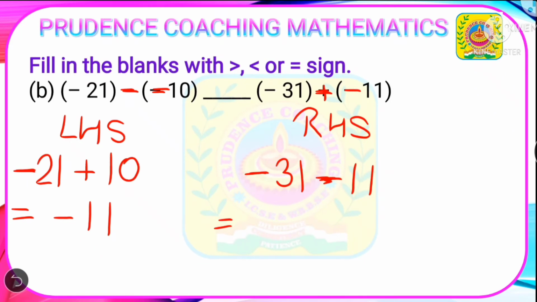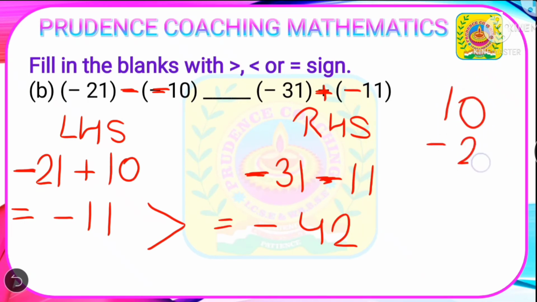So minus and minus you need to add, so you will get 42 and the sign will be negative, that is the sign of the bigger number. Now you can see minus 11 and minus 42. Here which one is bigger? Minus 11 is bigger than minus 42. Let us see with an example. If I say you are having 10 pens, if I take 2 pens, that is minus 2, then you will be left with 8 pens.